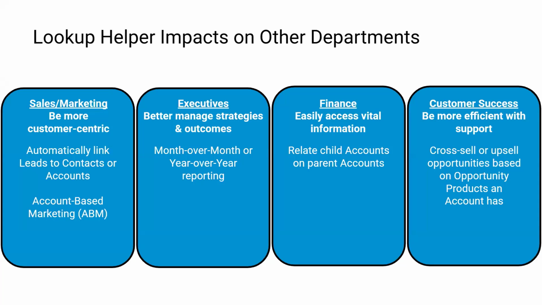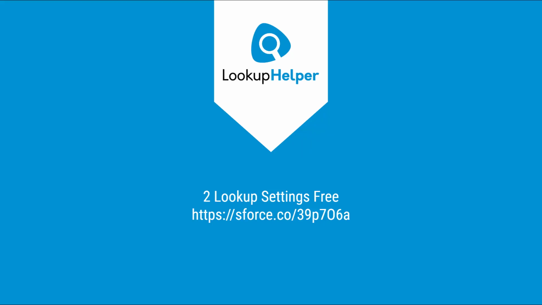For sales and marketing, info will be easier to find if you automatically link leads to contacts or accounts. This can also help out account-based marketing strategies if you can categorize your prospects and customers by demographics such as industry, company size, geography, and more. It's easier to create those monthly or yearly reports by linking opportunity data. Finance can have child and parent accounts related, and customer success teams can cross-sell or upsell based on the opportunity products an account has. The first 2 lookup settings are free.